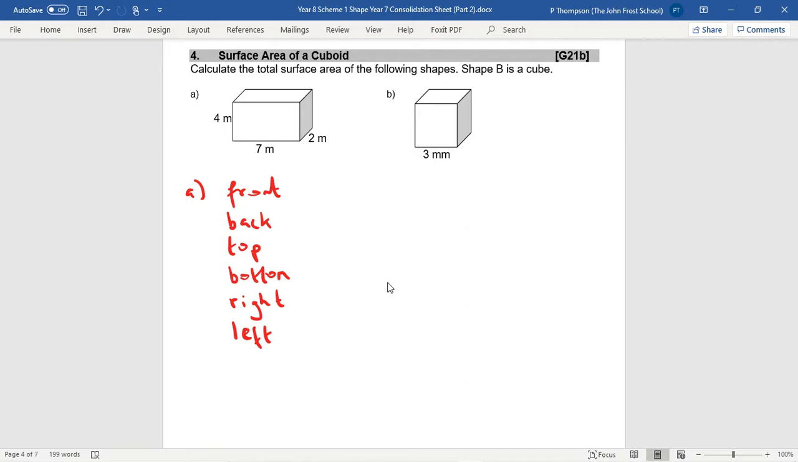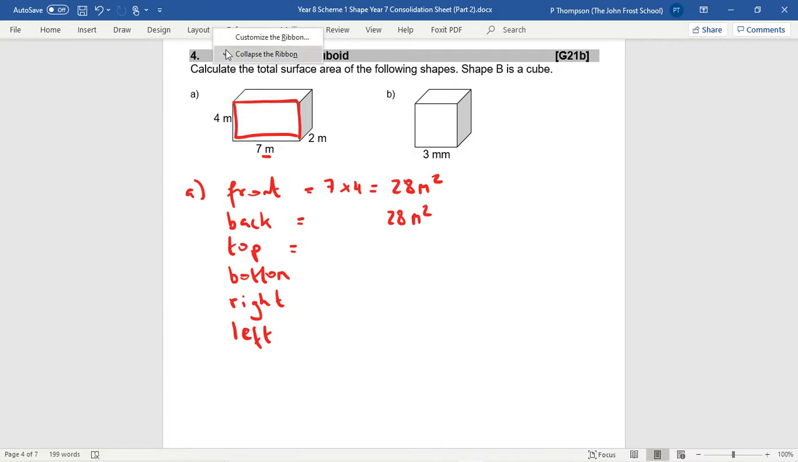So the front of the cuboid is here. See this front rectangle here? It's a rectangle, so it's going to be length times width, which is 7 times 4. Okay, and this will be 28 meters squared in this case because I got my measurements in meters. Hopefully you can see the back and the front are the same shape, the same size. So this is going to be the same again. 28 meter squares.